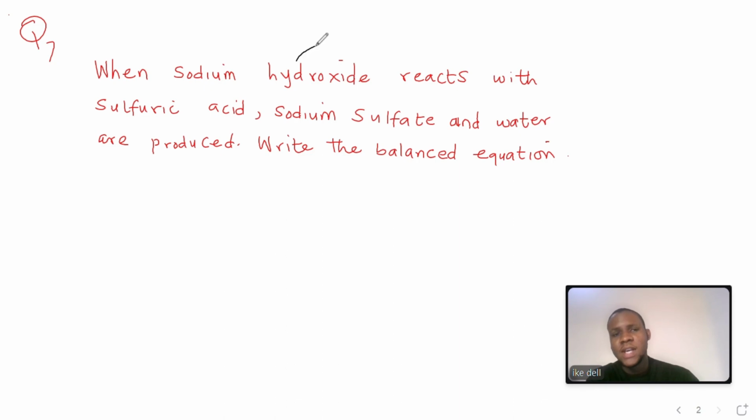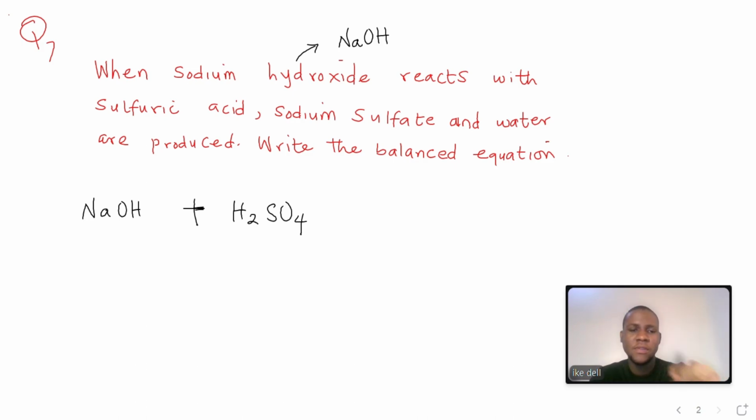So sodium hydroxide is actually NaOH. Okay, that's sodium hydroxide. So if it's going to react with sulfuric acid, then I'm to write something like this: NaOH plus, now I have to put my sulfuric acid here. Sulfuric acid is H2SO4. That's sulfuric acid, okay? So when sodium hydroxide reacts with sulfuric acid, sodium sulfate is formed.